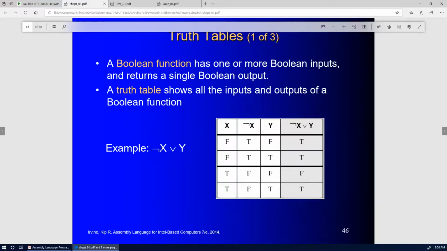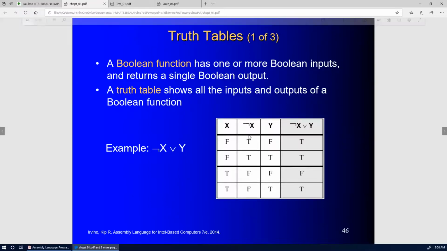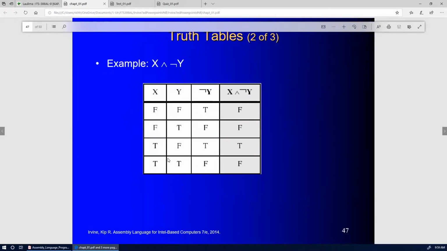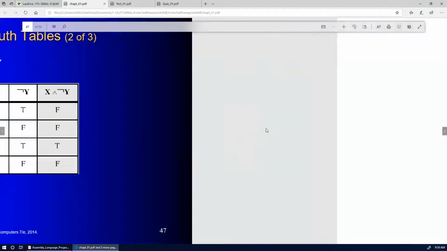And so you want to find out what not Y is. So you create this column here, and that's just the opposite of Y. And then at the very end, you do the OR, and so that's this and this. T or F is T, T or T is T, F or F is F, F or T is T. So that's truth tables.